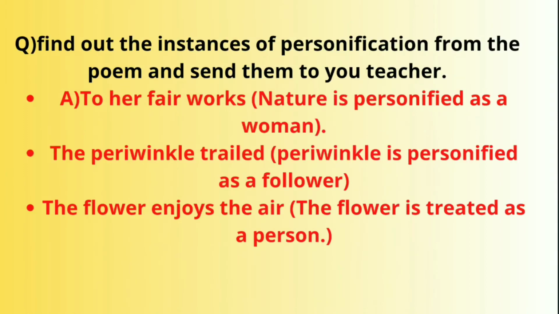Next, find out the instances of personification from the poem and send them to your teacher. To her fair works. Here, nature is personified as a woman. The periwinkle trailed. Here, periwinkle is personified as a follower. The flower enjoys the air. Here, the flower is treated as a person.